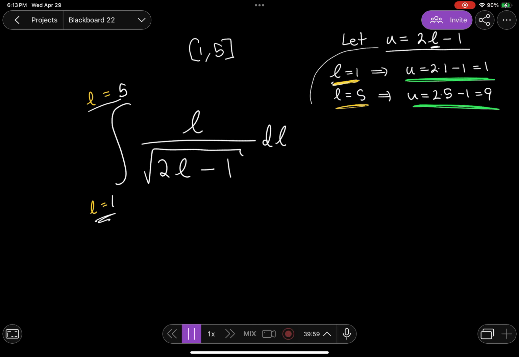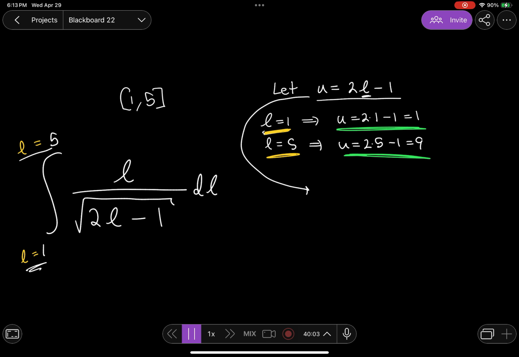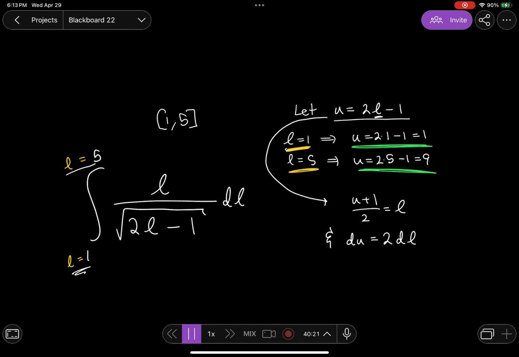I have to also ask, if u is equal to 2L minus 1, I think, first of all, that implies that u plus 1 divided by 2 is the same thing as L. But also it implies that the derivative of u with respect to L is equal to 2. All right, that's really crucial. And now what that implies, of course, is that 1 over 2 times du is the same thing as dL.